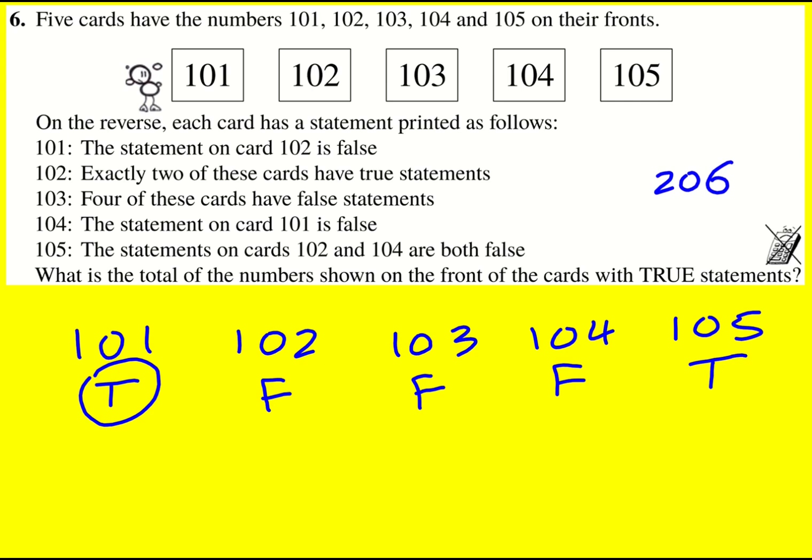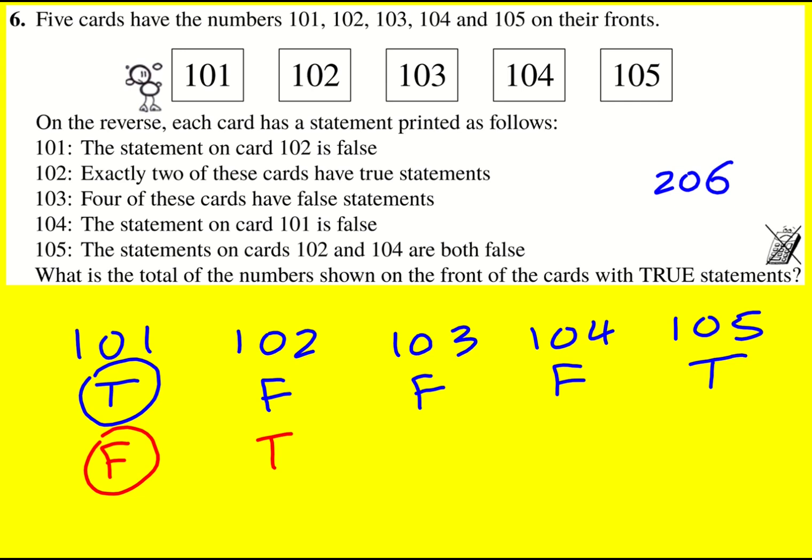So let's just take a look at what would happen if 101 was false. Okay, this is our new assumption. So now, what was it? 101 says the statement on card 102 is false. So that now must be true. And then 102 says exactly two have true statements. So we don't know about that at the moment.